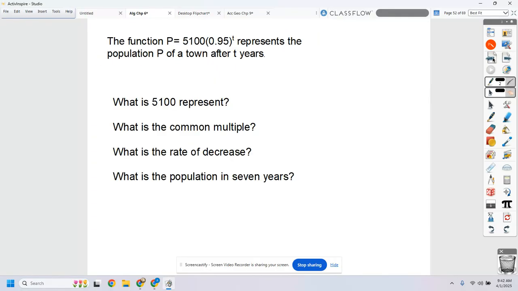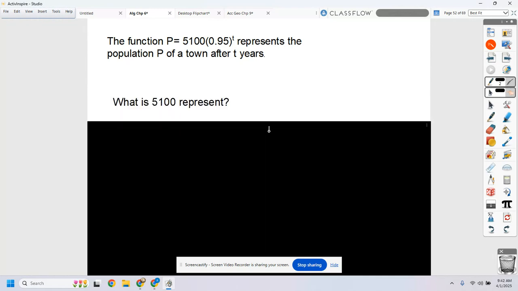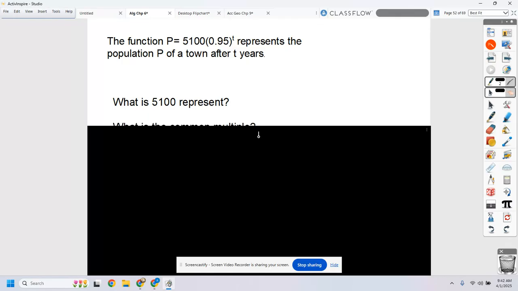So here's my equation. Before we start, growth or decay? Decay, right? Because it's less than 1. That 0.95 tells us it's less than 1. So first question, the 5,100 represents the initial population. The initial population for this specific town, 5,100 people.